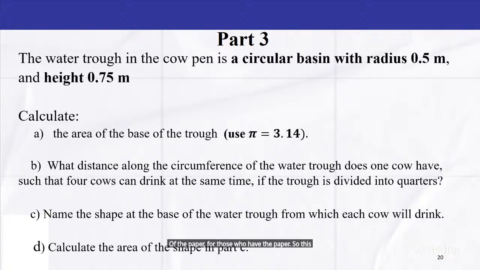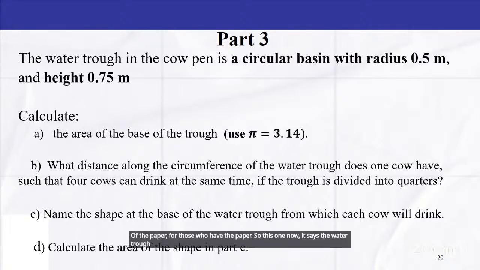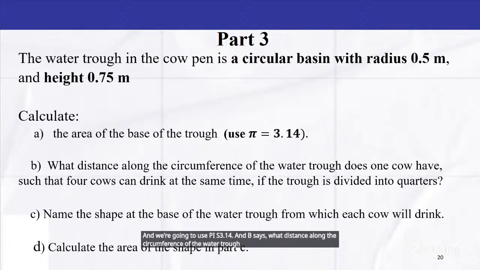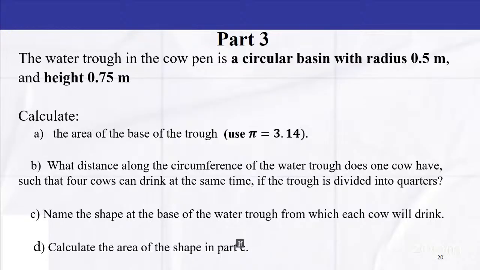So this one now, it says the water trough in the cow pen is a circular basin with a radius 0.5 meters and a height of 0.75 meters. Now we're going to calculate the area of the base of the trough, and we're going to use pi as 3.14. And B says, what distance along the circumference of the water trough does one cow have such that 4 cows can drink at the same time if the trough is divided into quarters?